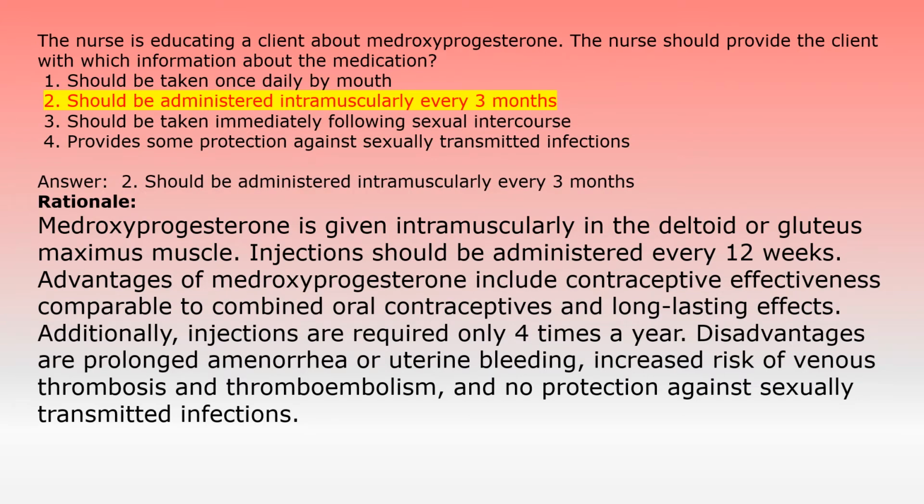Answer. 2. Should be administered intramuscularly every 3 months. Rationale. Medroxyprogesterone is given intramuscularly in the deltoid or gluteus maximus muscle. Injections should be administered every 12 weeks. Advantages of medroxyprogesterone include contraceptive effectiveness comparable to combined oral contraceptives and long-lasting effects. Additionally, injections are required only 4 times a year. Disadvantages are prolonged amenorrhea or uterine bleeding, increased risk of venous thrombosis and thromboembolism, and no protection against sexually transmitted infections.